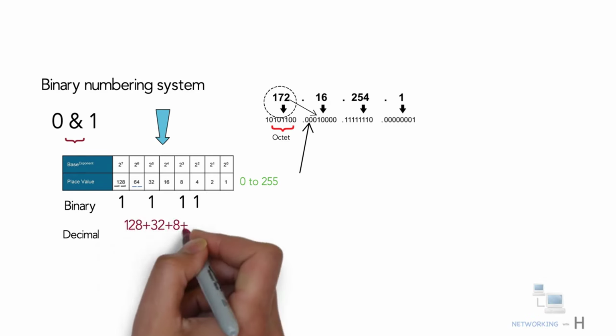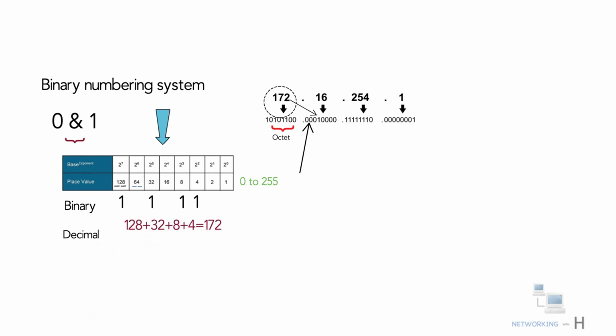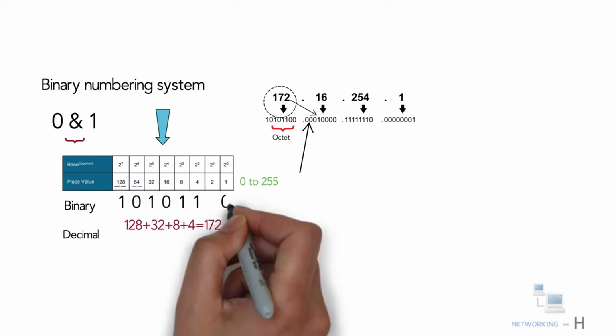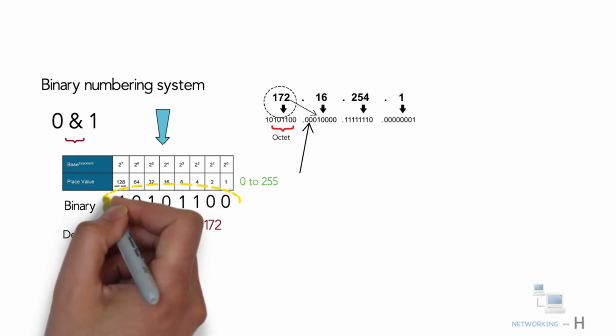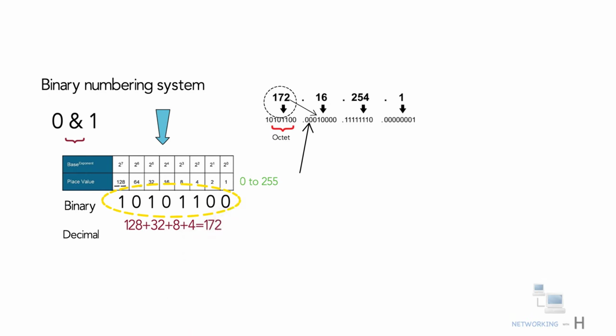So if you count all the slots which have 1 underneath them, you will get the total of 172. All of the remaining bits will be zeros. We don't need to count them as we already have our number. So this number here is the binary version of 172. Let's do the next number, which is 16. You would put a 1 under 16 and the remaining zeros, which will give you a binary value of 16. So this is how you convert a decimal number to binary form.